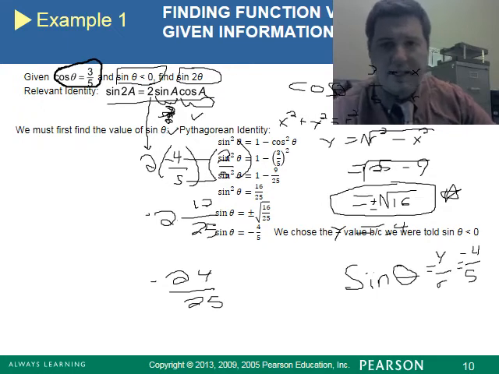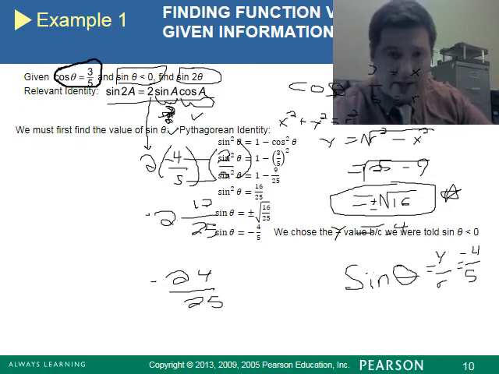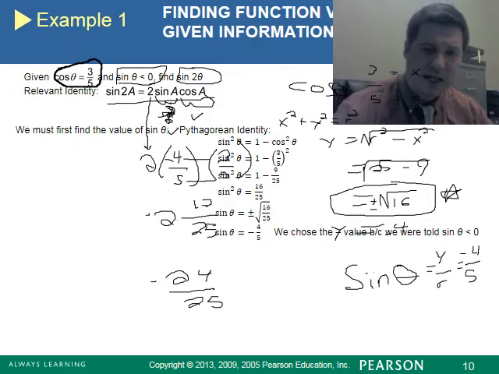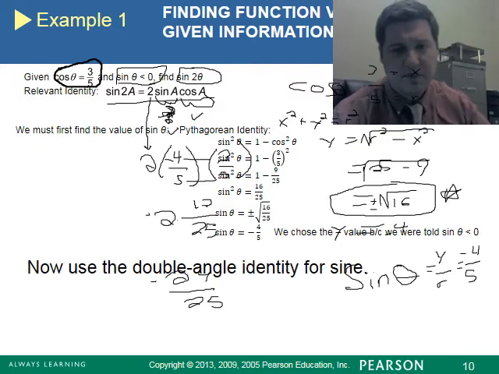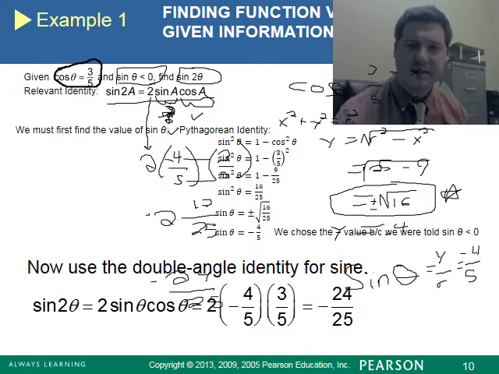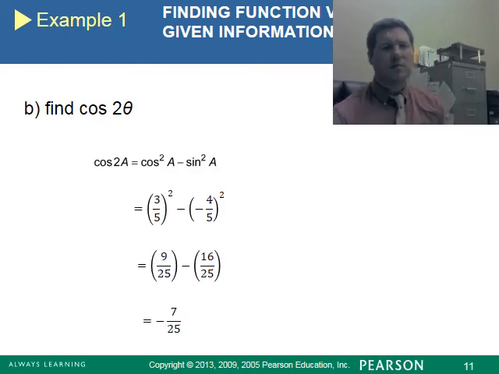There I used, instead of the Pythagorean theorem, the Pythagorean identity. So a slightly different way of doing it. We still get that same sine value. Sine is negative 4/5. And then applying it, well, it's the exact same. We did that just like that.